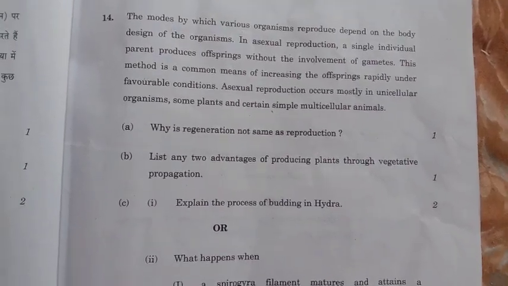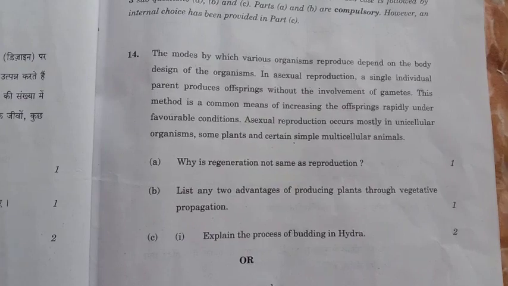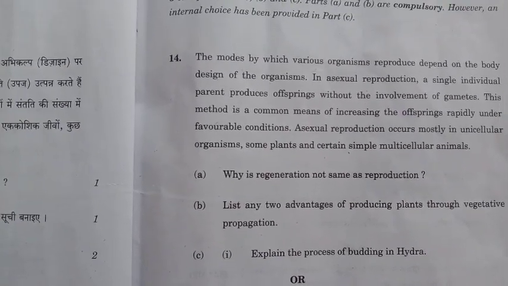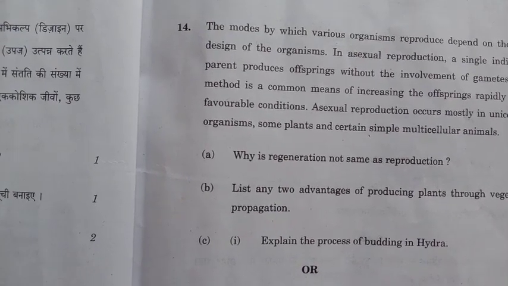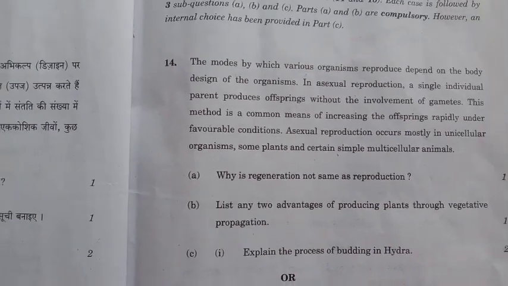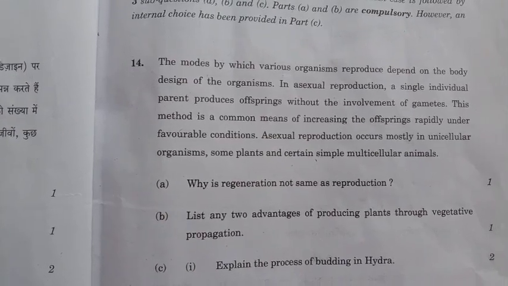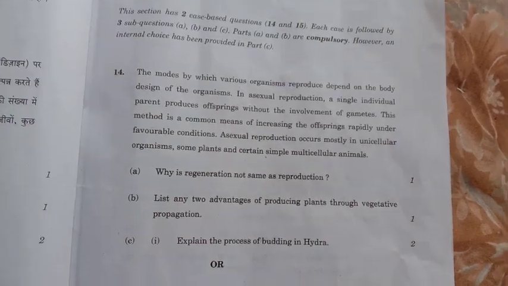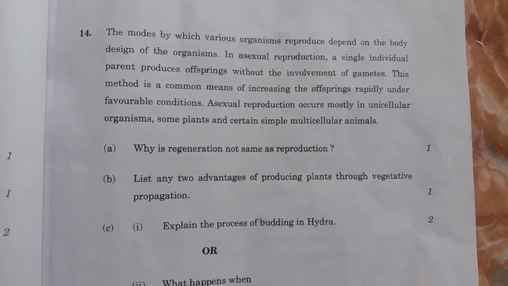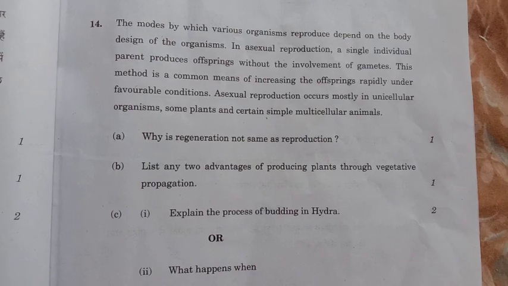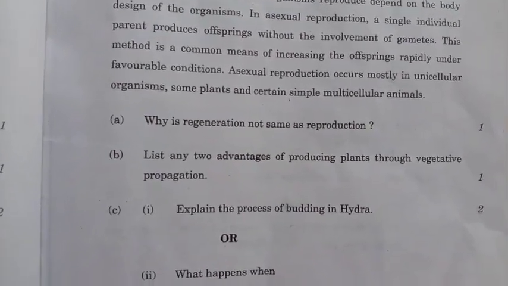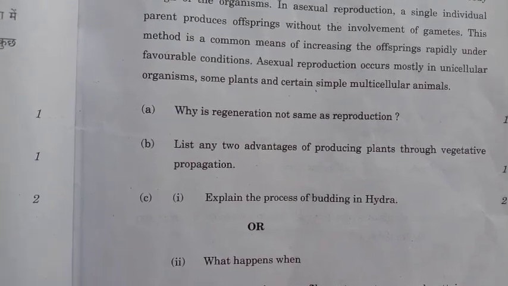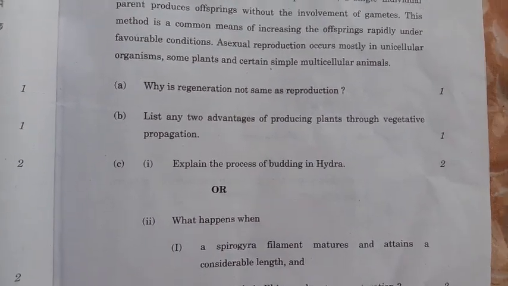Because in regeneration, some totipotent cells are there from which an organism can grow its lost part. For example, a lizard has totipotent cells, and it can grow its tail back by regeneration. Whereas reproduction is giving rise to a new one. In regeneration, we usually do not see a new individual coming out every time. So this was the difference.